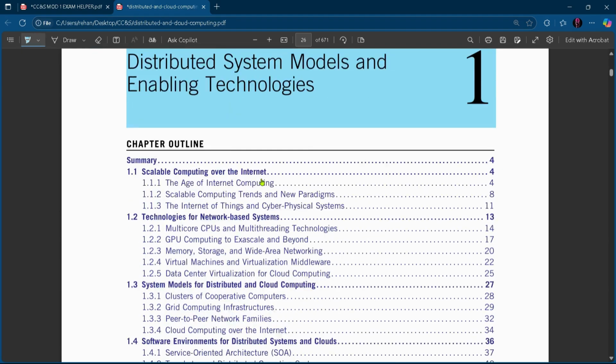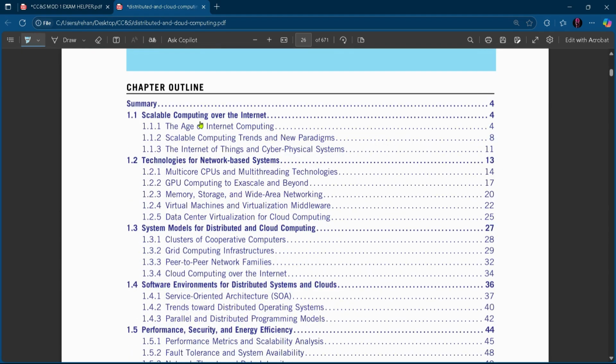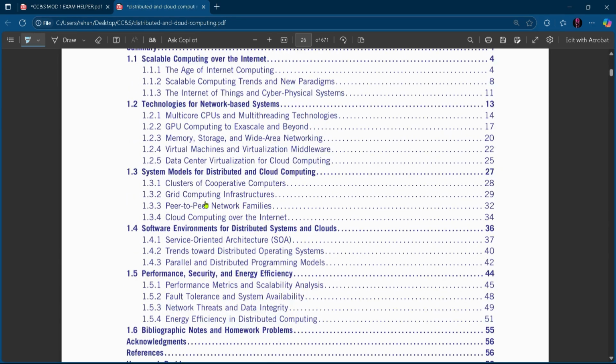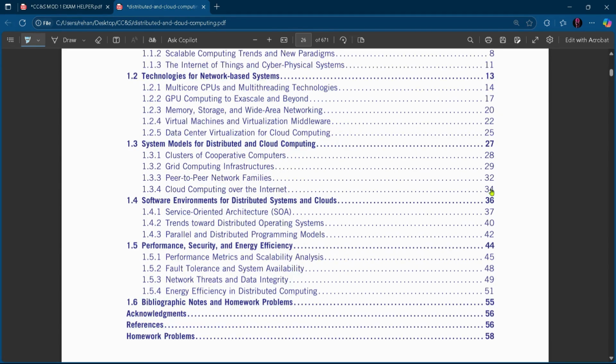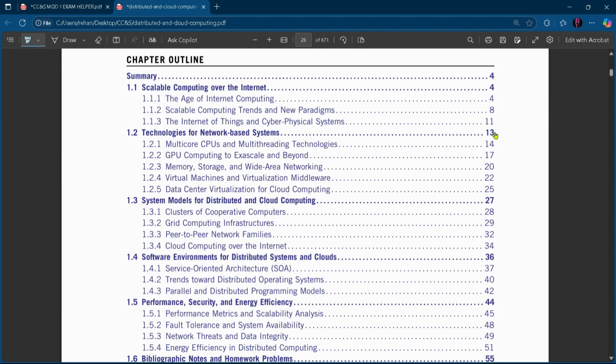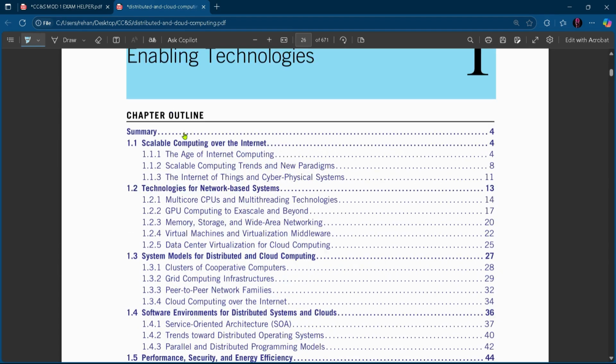So in the first module here we have five chapters which we have to study, and as you can see, the first chapter has three subtopics. The second has five, which is the lengthiest. If you see here, 5 to 13, 13 to 27, 27 to 36, 36 to 40, all are less than 10 except for this second one. So we'll start with scalable computing over the internet.